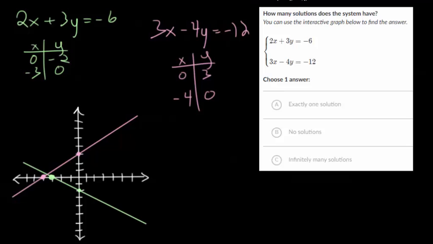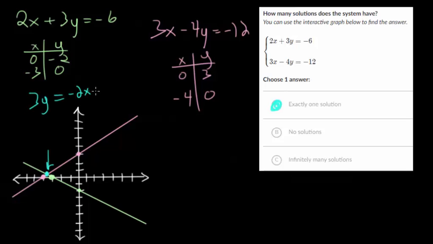And we can very clearly see that these two lines intersect somewhere around here. Now with these, we don't care about the exact value. We just care whether or not they intersect or not. And since they do intersect in one clear point, we know that A is the correct answer. There's exactly one solution.